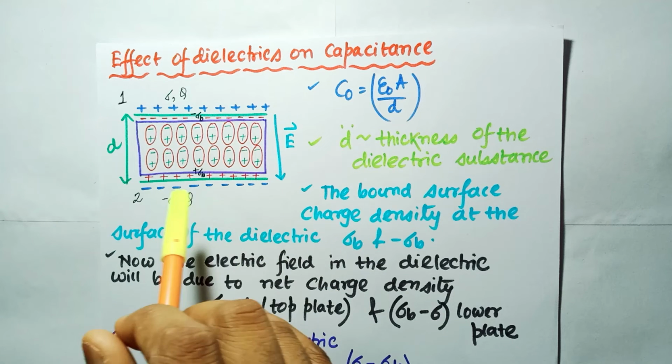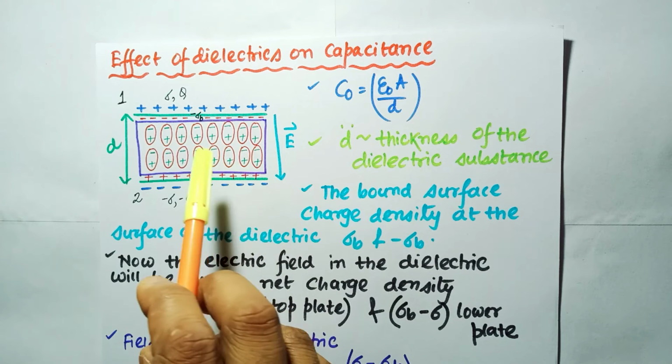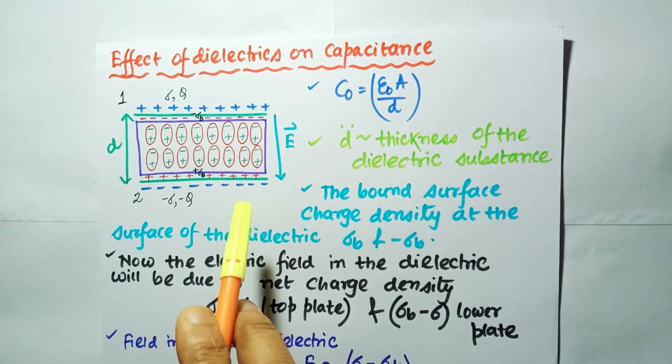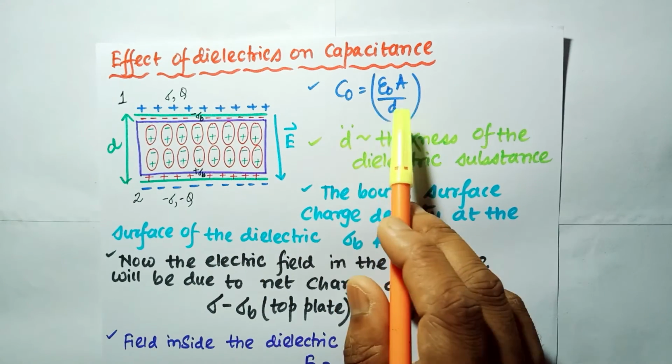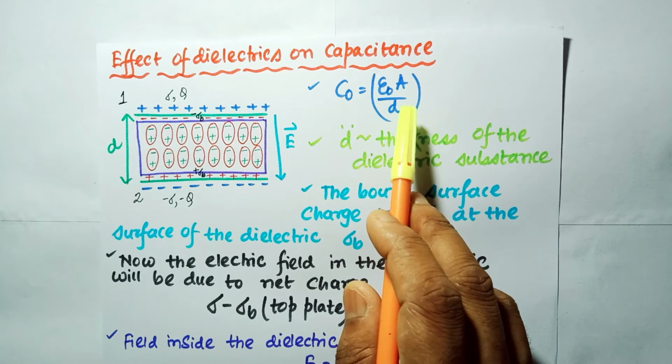I have discussed in my previous video what is uniform polarization and what is non-uniform polarization. So I have chosen that it is uniform polarization, so this side will be negatively charged. Without the dielectric, I have calculated that the capacitance will be epsilon naught A by D, where epsilon naught is the free space permittivity.